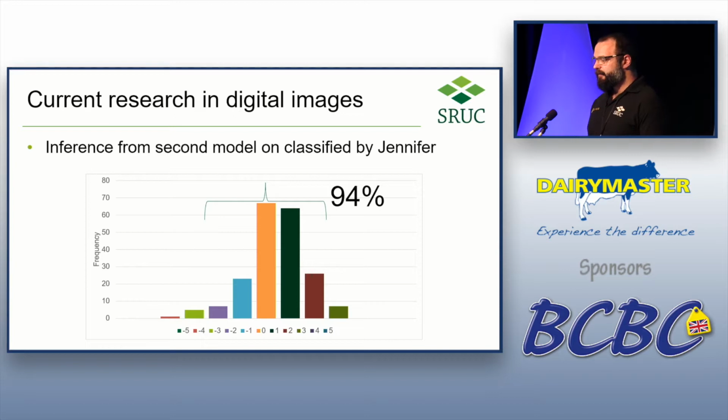So this was some good research done by an honor student. She did really, really well with it, and we're hoping to work on this slightly more and expand this even further, because if you can do it for udder furrow, you can do it for teat placement, and you can do it for leg traits.